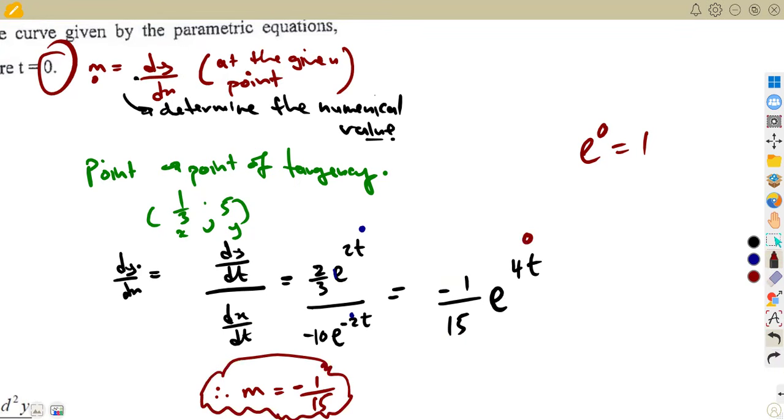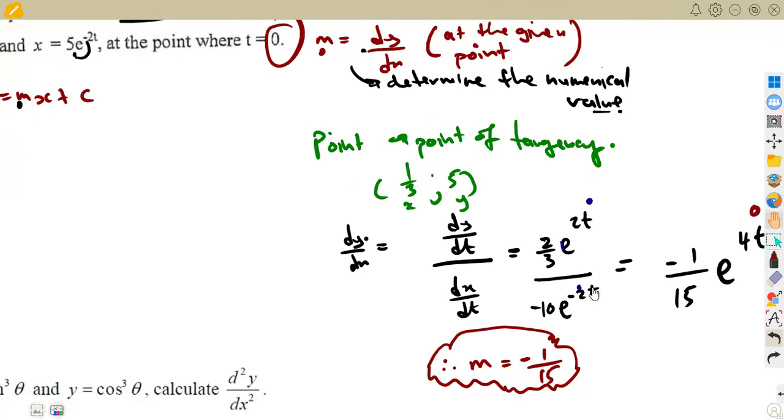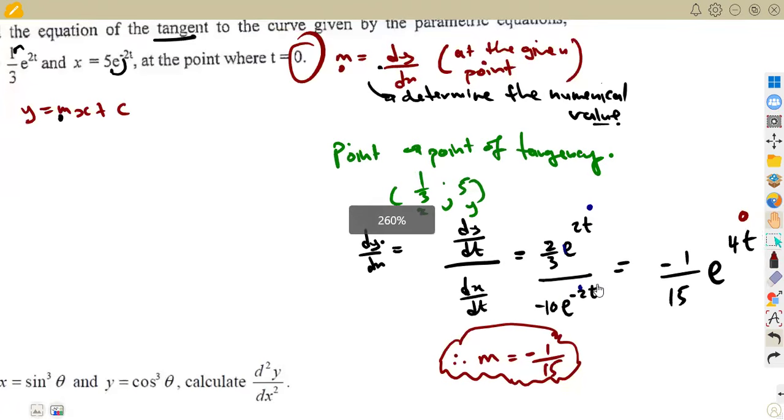So if we take a step back to our N3 and N4, we talked about determining the equation of a tangent or a straight line. Given a gradient and the point, we are going to use the formula y is equal to mx plus c, where m is the gradient of negative 1 over 15, plus c. So substitute the point that you are given, x is a third, y is 5. So 5, this is what we got.